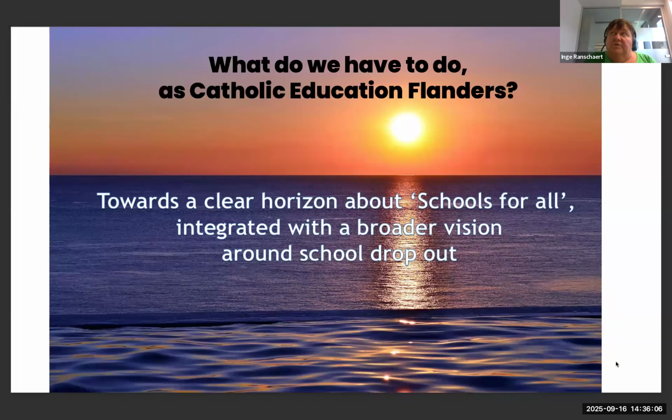So in our organization, the Commission on Schools for All only talks about children with a disability, and the goal is to make it possible for all children, including children with a disability, to go to an inclusive school. But as a Catholic education system organization in Flanders, we find it very important that we put a clear horizon about schools for all, integrated with a broader vision around school dropout. We think it's very important that schools for all is talking about children with a disability, but it's also about children who leave the school without getting a certificate. It's also about children who are going on the street and are not going to school anymore. So we talk about a broad vision on inclusion.